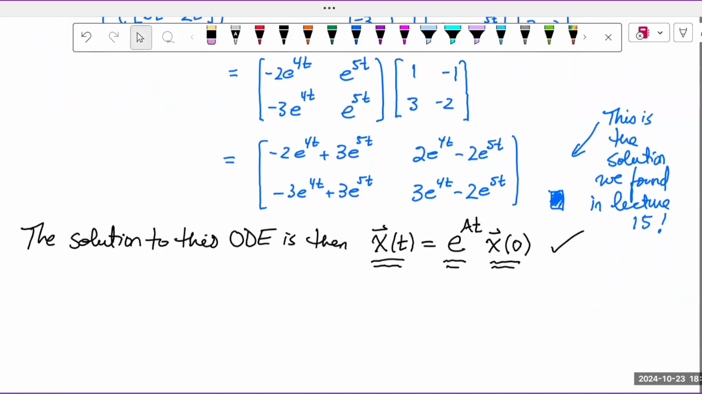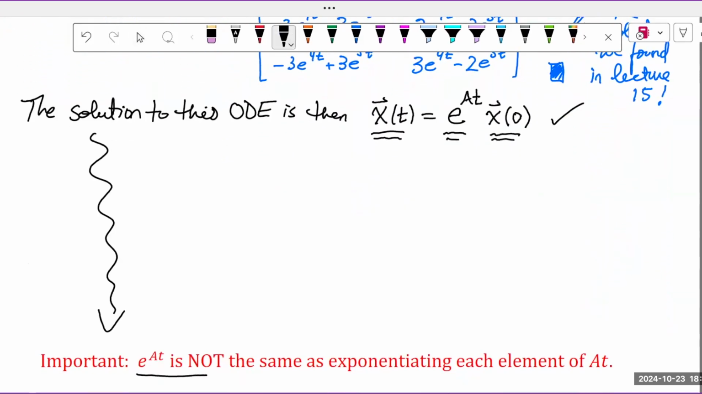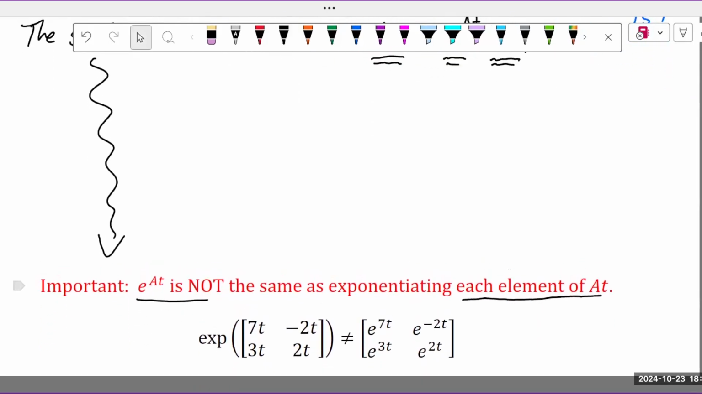I want to point out that e to the At is not the same as exponentiating each element of At. It is not going to work unless your matrix is a diagonal matrix. And here's an example. To exponentiate this matrix that we just worked with is not the same thing as simply exponentiating each term. So do keep that in mind. Let's go to the next page and just do one more example, this time with complex eigenvalues.